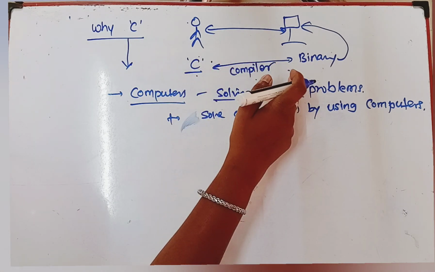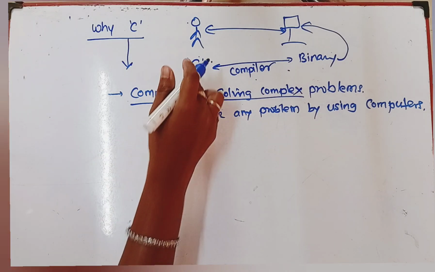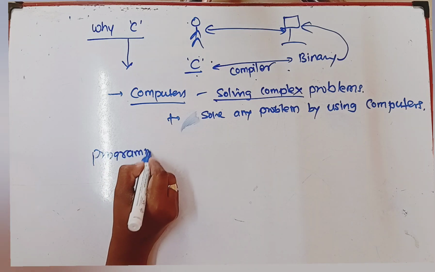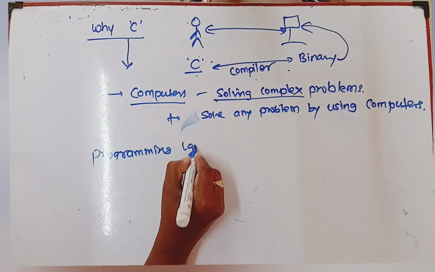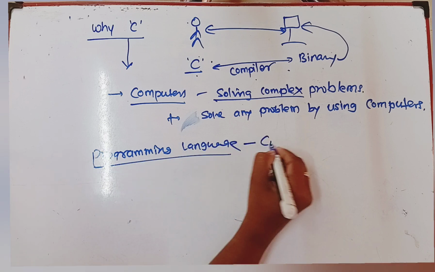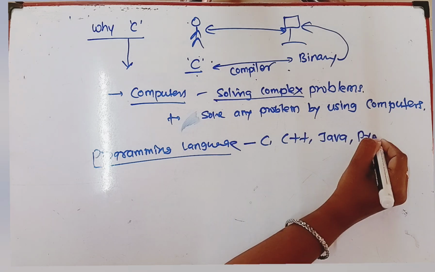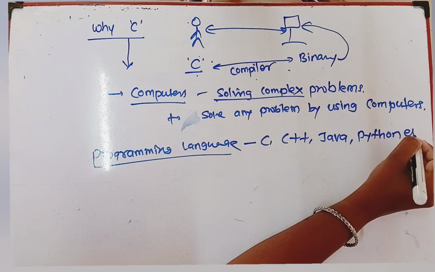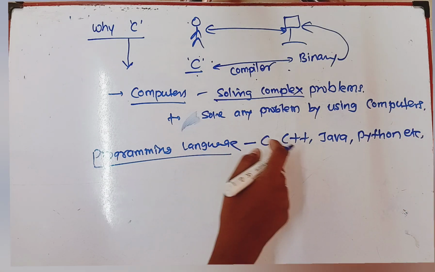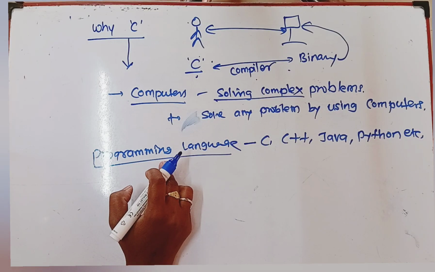And how can we communicate? By using languages. Those are called programming languages. What are the examples then? We learn the basic language, that is C. We have C++, we have Java, we have Python, we have PHP, and so on, right? So there are many languages which are used for communication between user and computer, and these are called programming languages.